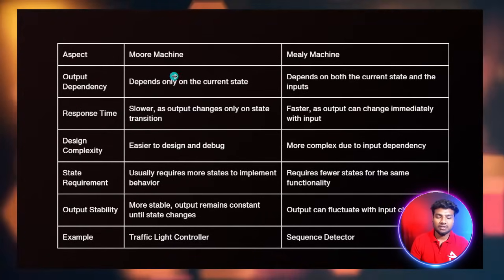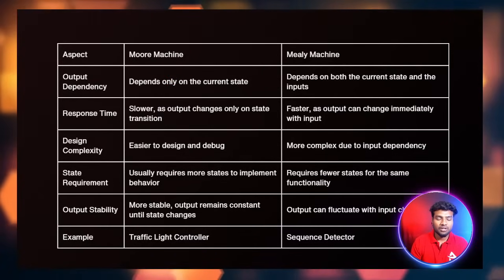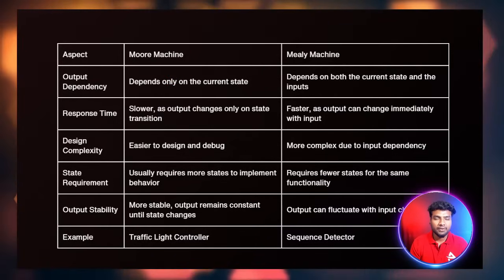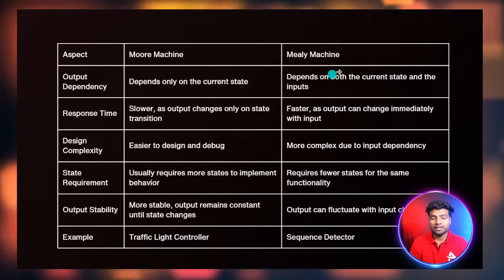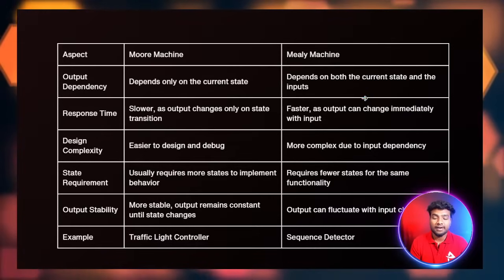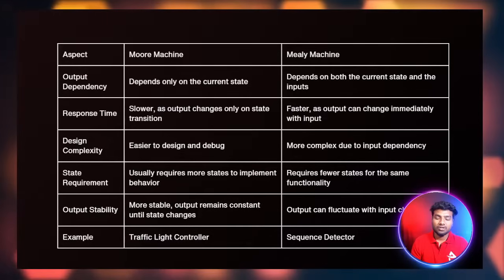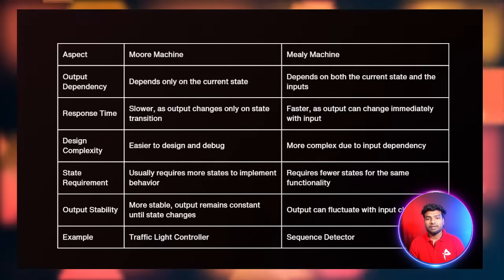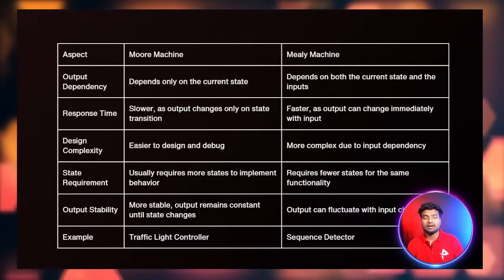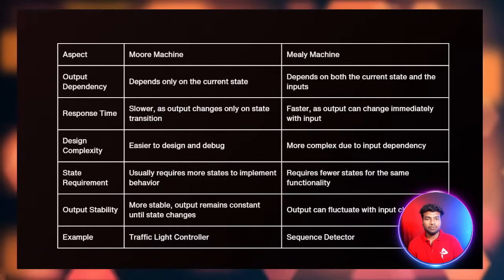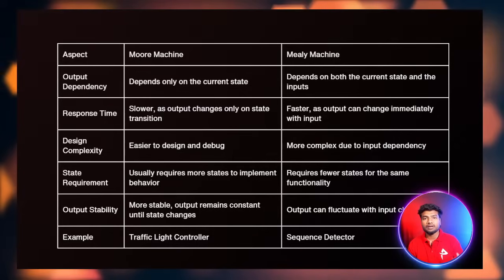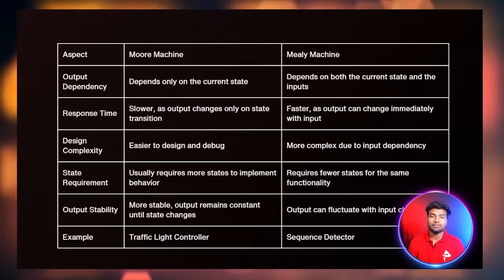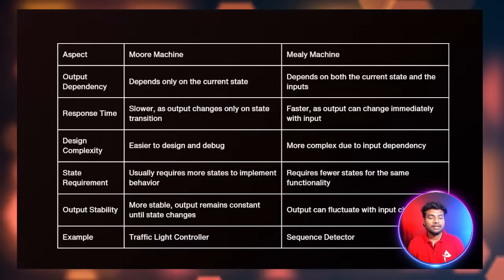So Moore machine, Mealy machine. The output for Moore machines depends only on the current state, but in Mealy machines the output depends on both the current state and the current input. The current state is nothing but the memory element. It will store the previous output, so that is called the current state. And the current input is nothing but the input we are giving to the state at present.